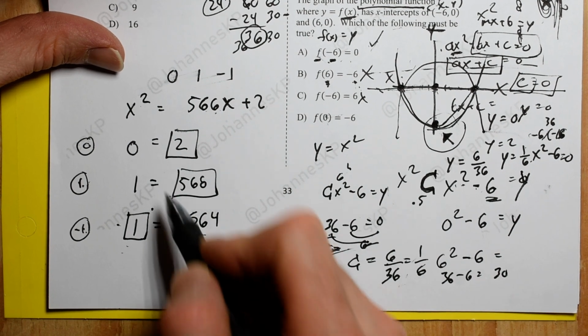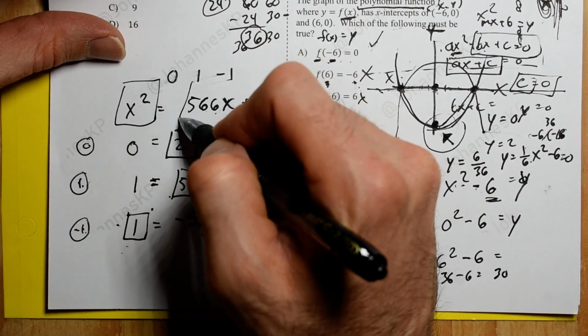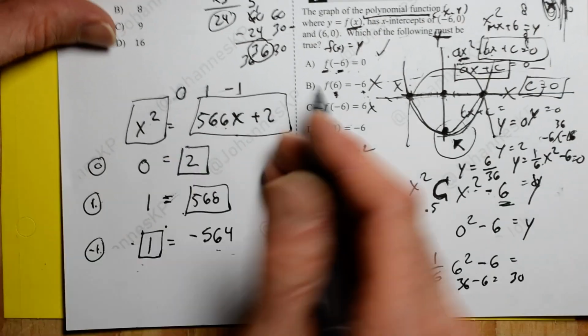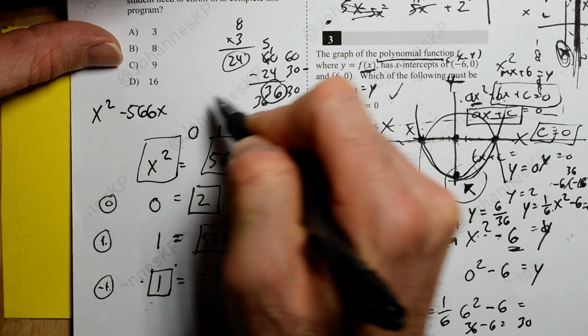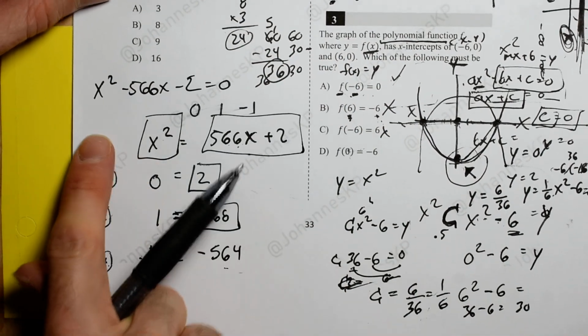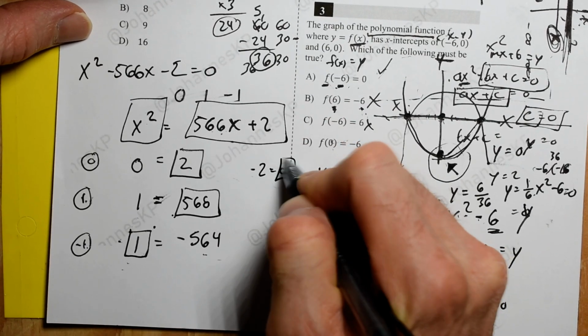Yep. So if these cross paths, if you have something on one side, you don't even have to get all this crap to the same side. And even if you did, if you got x squared minus 566x minus 2 to one side is equal to 0, same thing. You throw in 0, you're going to have -2 is equal to 0. This is the bigger one.